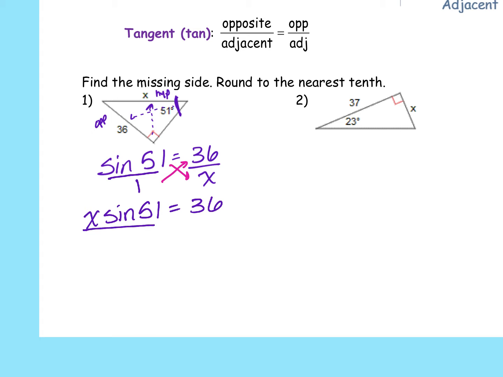Okay, so I'm going to divide by sine of 51 on both sides. And that becomes a 1. So I've got x is going to be, and I'm rounding it to the nearest tenth. Where's my calculator? I know I'm in degrees because I changed this yesterday. So 36 divided by sine of 51 should be approximately 46.3.